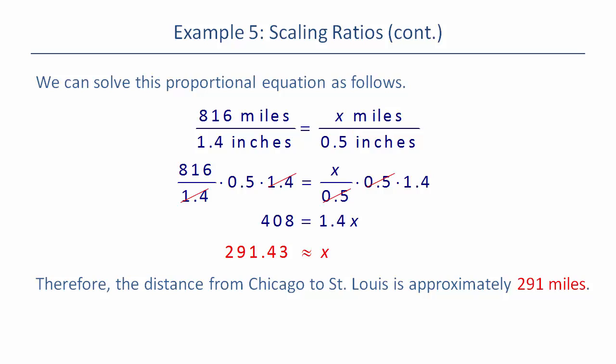So if we have it set up this way, we can see that again, like we always do, we multiply by the bottoms of fractions. So we multiply both sides by 1.4, and then we multiply both sides by 0.5 to get rid of both fractions. When we do that, we get 408 equals 1.4x. Then, of course, we divide both sides by 1.4, and we have x equals a little over 291 miles.